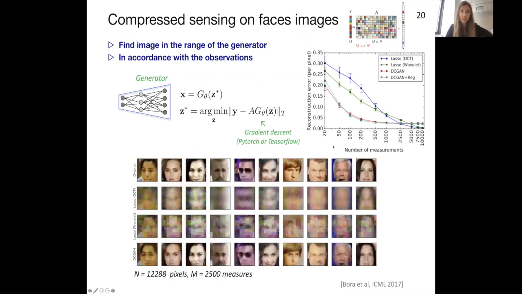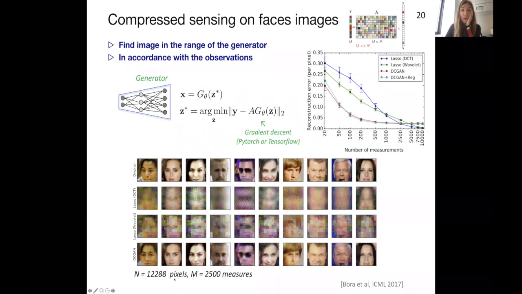And this can also be seen by looking directly at the reconstructed images, where on the top row, you have the original image. And here you have the two solutions using the lasso and the sparse basis. And as the last row, you have the DCGAN solution. Here, the number of measurements is 2,500, compared to images that live in a much bigger dimension.